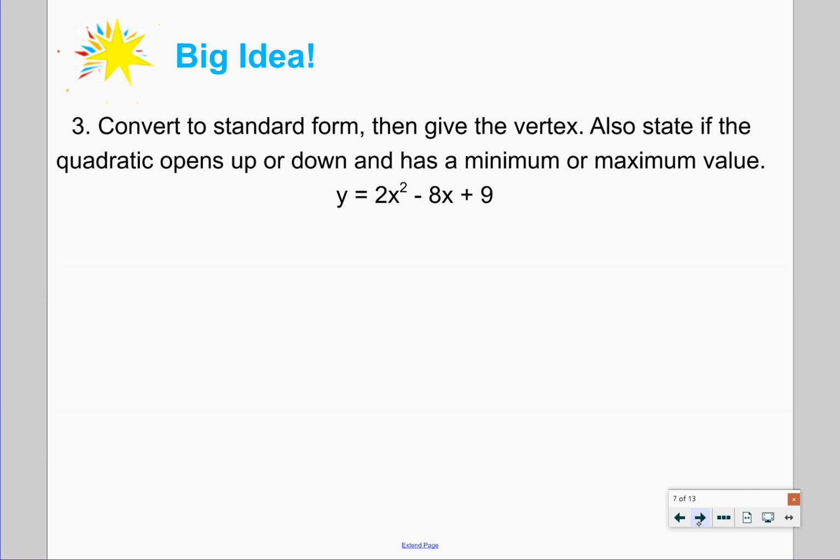All right, you got one on your big idea worksheet that I want you guys to try. Looks like this. So this one says convert it to standard form. So you're going to complete the square, name the vertex, then tell me which way it opens, min or max, and you know what? Let's go ahead and throw the domain and range on there one more time, just for a little extra practice. Why not?